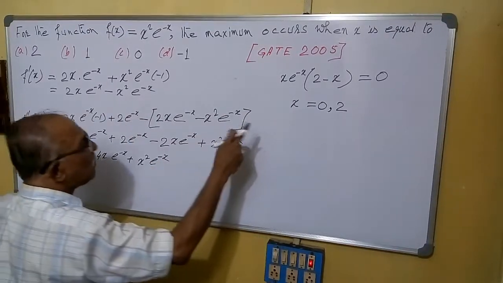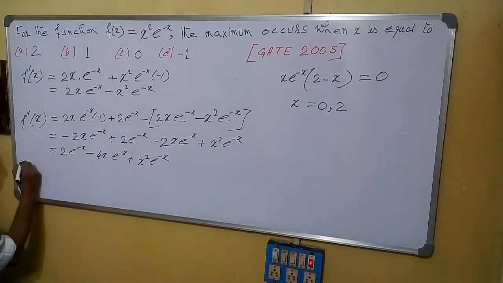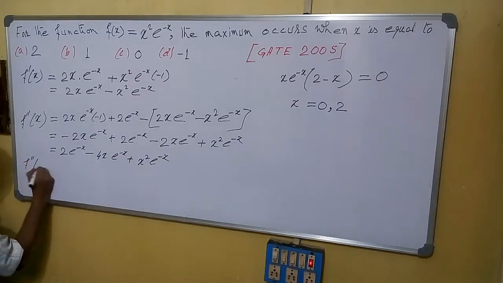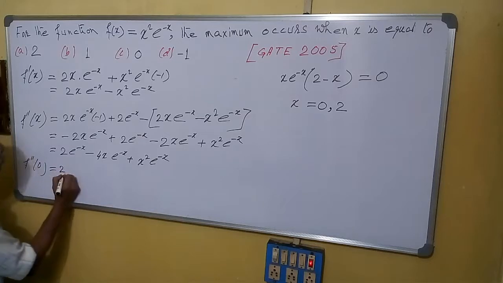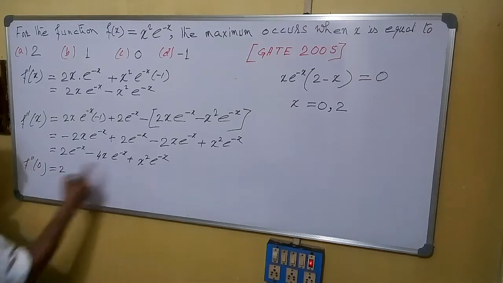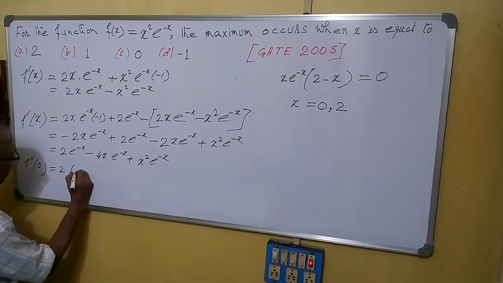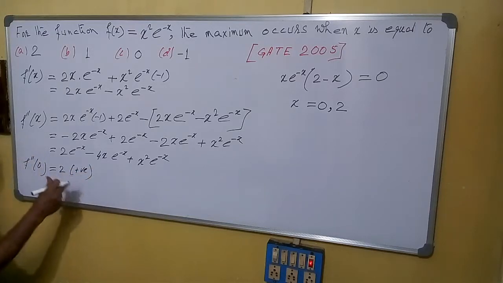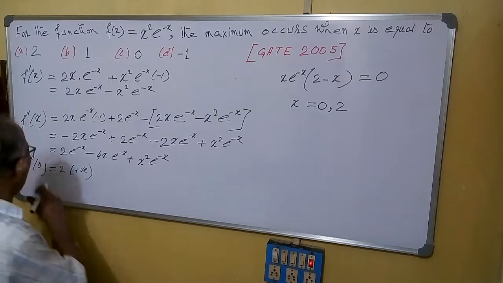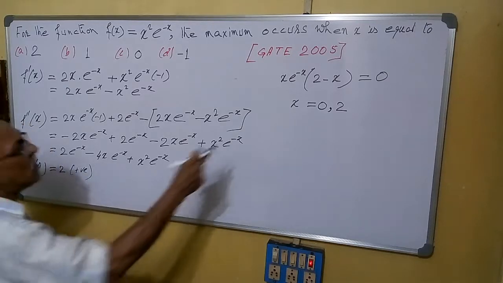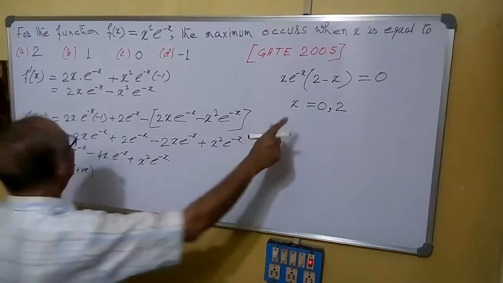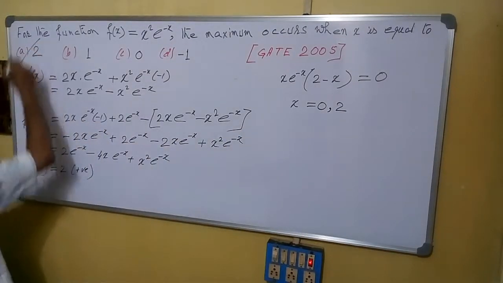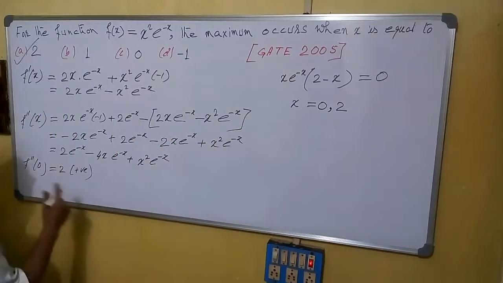We will check for these values what the double dash will be. So f double dash 0 equals to e to the power 0 is 1, so it is 2 minus this is 0, this is 0. So 2 means positive. Being positive indicates minimum. So this is not our solution. So without doing, we can say 2 will be the only option. Still we can check it. Answer will be 2 at x equals to 2 because 0 is not valid.